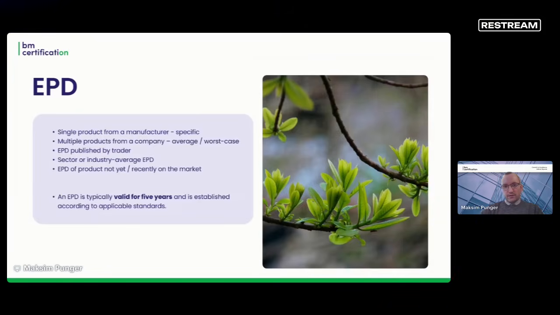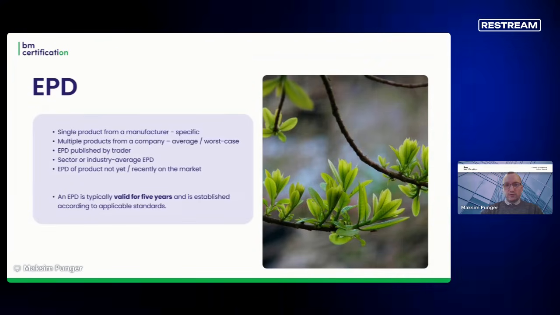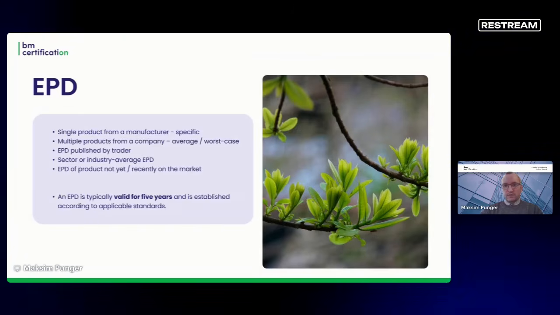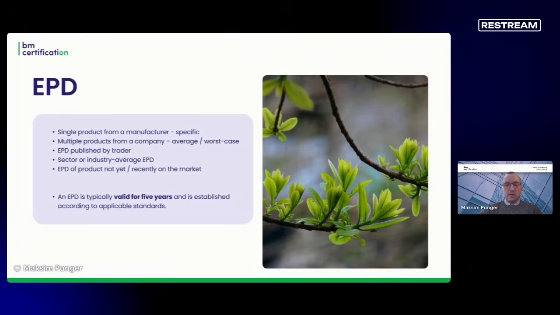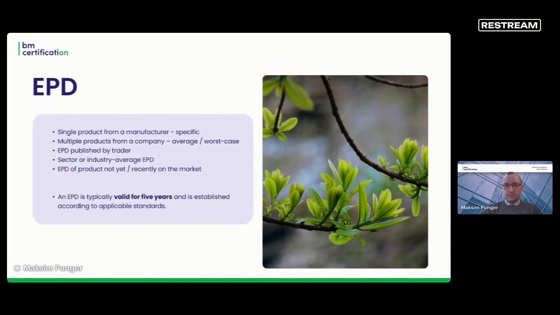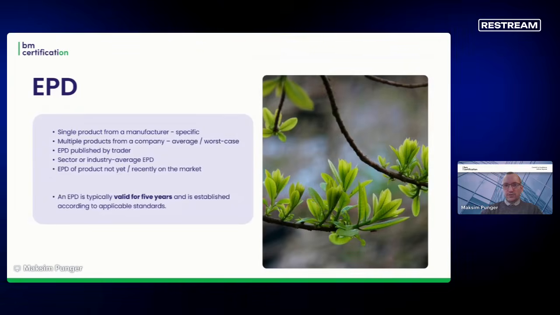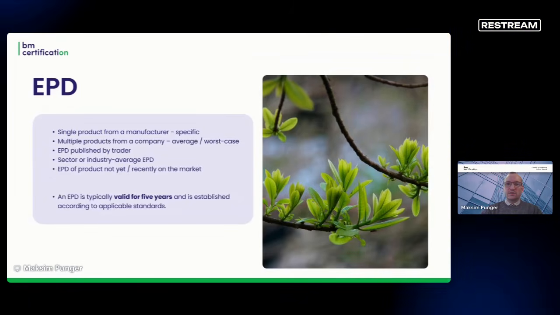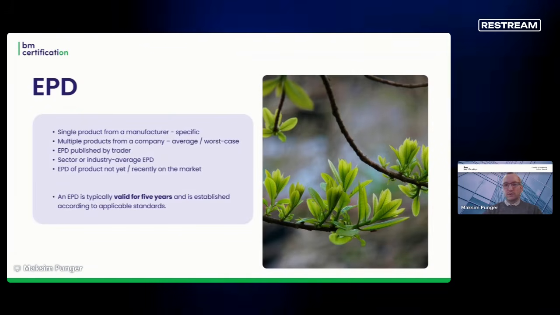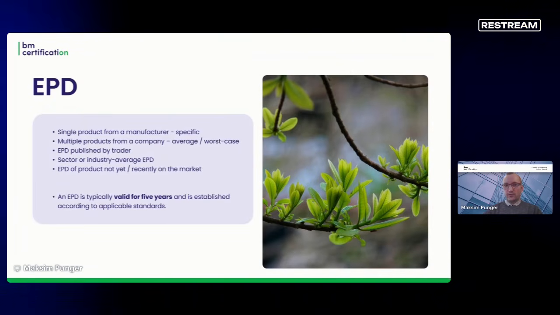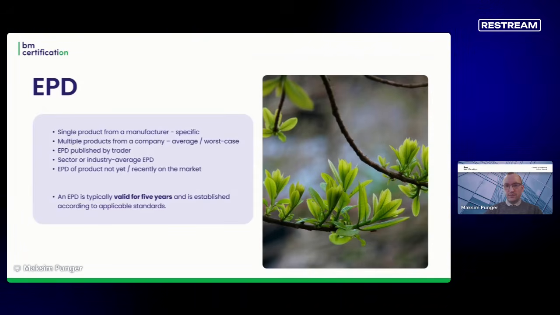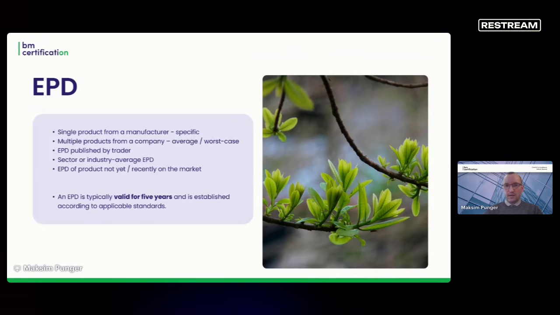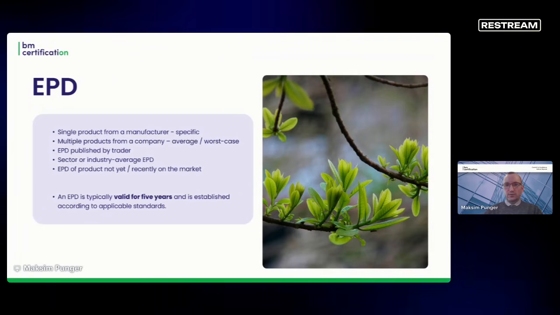So on the market, we have several types of EPDs: single product EPD, multiple product, average or worst case EPD published by a trader, sector or industry average EPD, and EPD for products that are not yet or recently on the market. For the first four, the EPD is valid for 5 years. For the last one, the EPD is valid for 1 year.